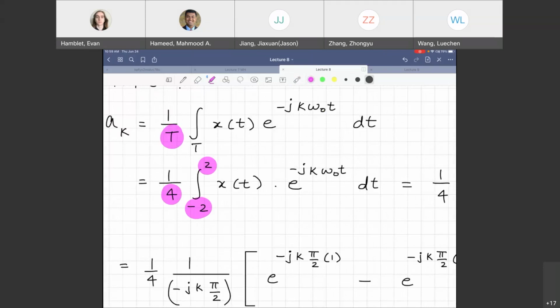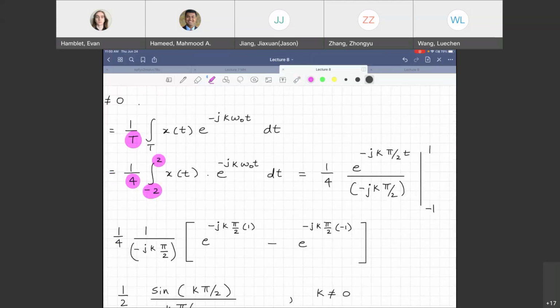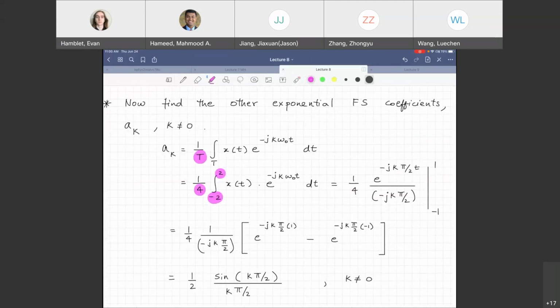The signal itself is a constant, right? So x of t is 1 there. And then you are integrating over a complex exponential. That should be very straightforward, right? E to the minus jx integrates to negative e to the minus jx divided by jx. So that's what you get: 1 over 4 for 1 over T, the complex exponential divided by the power of that exponential. It's a definite integral, so you have also plugged in negative 1 and 1. So now, a question that I usually get: here you said negative 2 to 2, why did you put in negative 1 and 1?